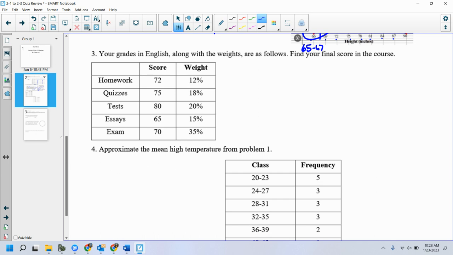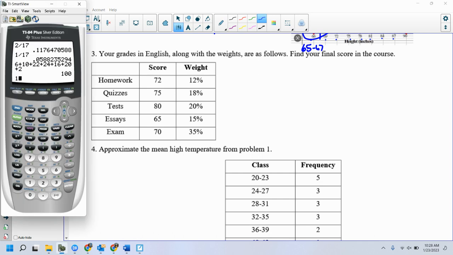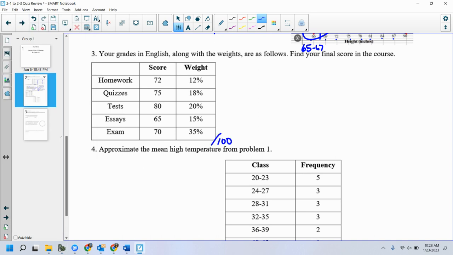Let's check to see if the weights add up to 100. I bet they do. 12 plus 18 plus 20 plus 15 plus 35. 100. Okay, cool. That means in the end, because remember the rule for weighted mean is sum of the XW divided by sum of the W, right? Sum of the score times the weight divided by sum of the weights. But in this case, the sum of the weights is going to be 100 or 1 if used as a decimal rather than a percent.